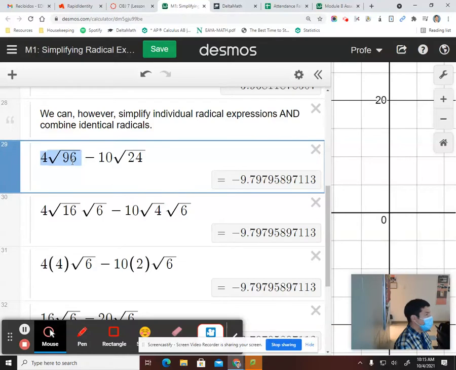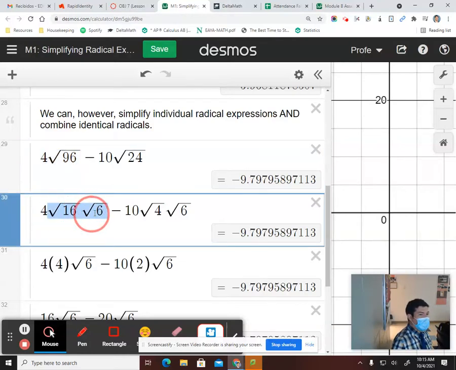So 4 roots of 96. I can change my root 96 into root 16 times root 6. All right? Strategic. I chose a perfect square that would fit into 96. Not only a perfect square, but the largest perfect square.